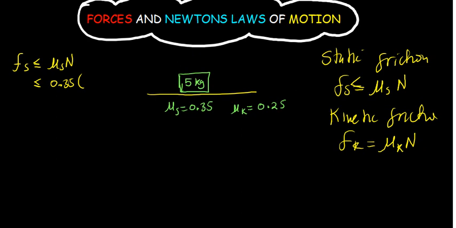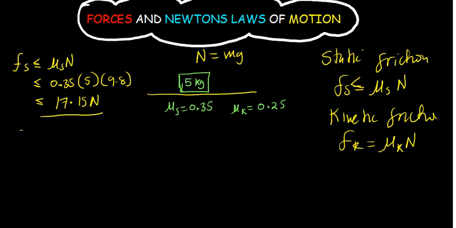So we're going to say 0.35, but how do we find the weight force? Weight force we know is given by mass times gravity. The mass here is 5 kg, gravity is 9.8. So this is going to give us less than or equal to. If you have a calculator, you can punch that in. This is giving me 17.15 newtons. This is the static friction force.